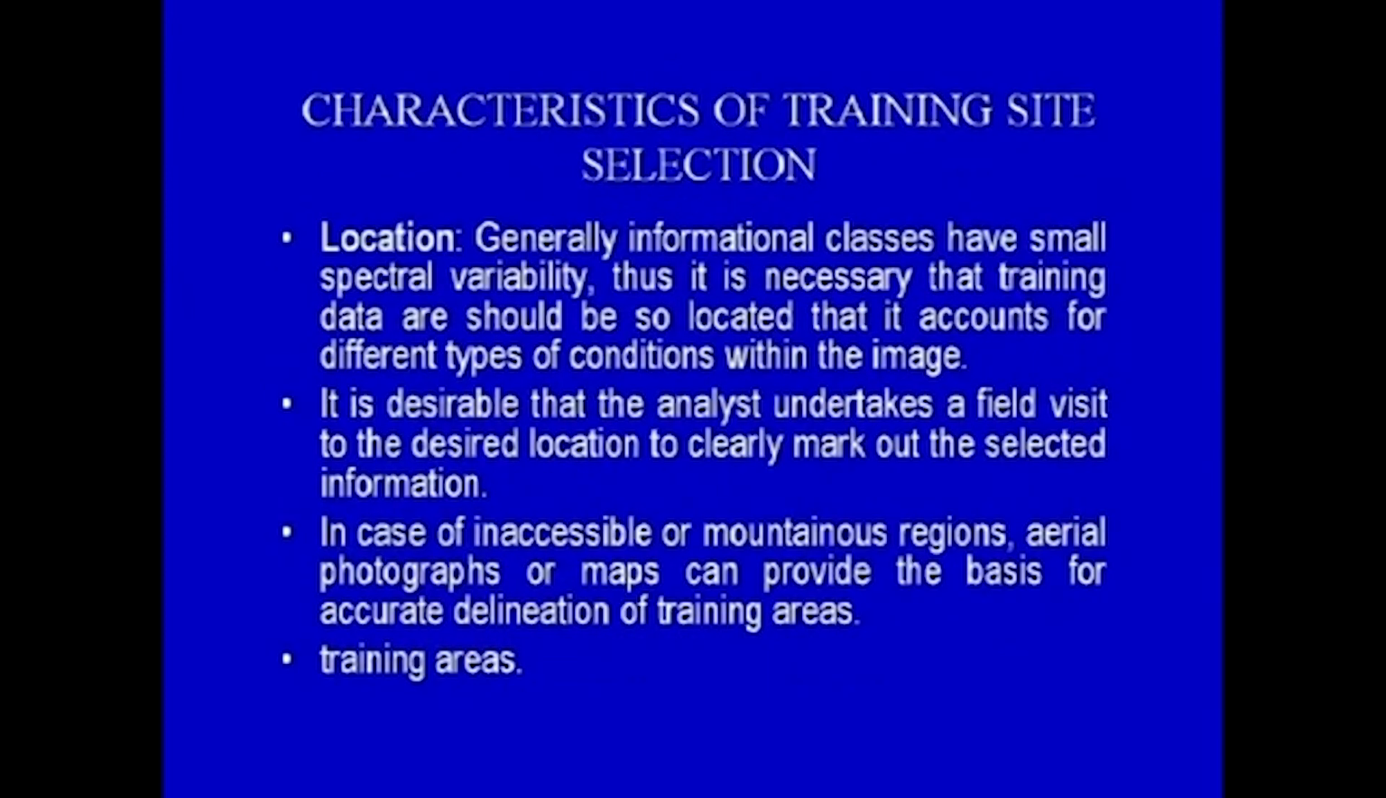Then is location. Generally, information classes have small spectral variability. Thus, it is necessary that the training data should be so located that it accounts for different types of conditions within the image. It is desirable that the analyst undertakes a field visit to the desired location to clearly mark out the selected information. In case of inaccessible or mountainous regions, aerial photographs or maps can provide the basis for accurate delineation of training areas.